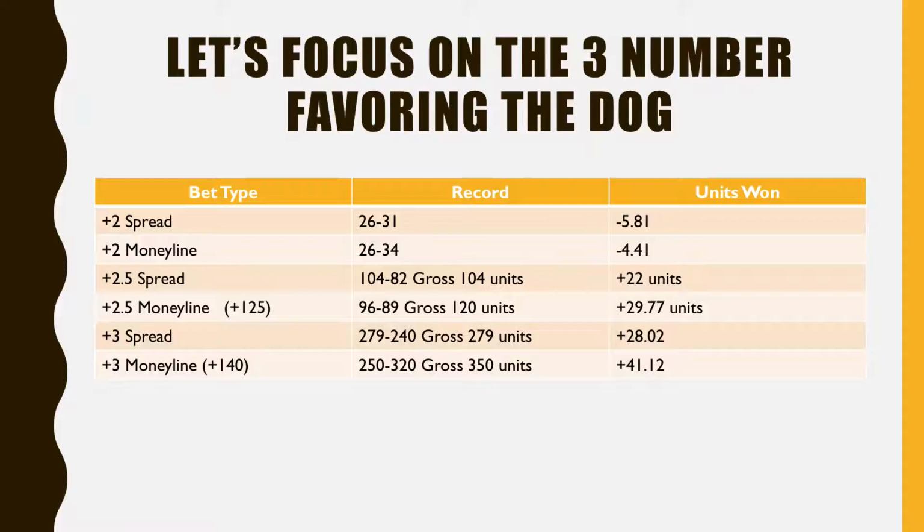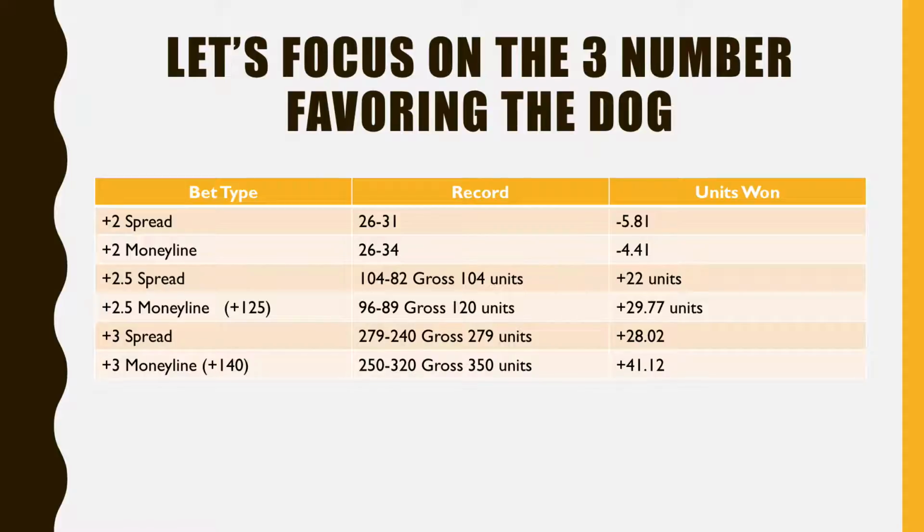All right, let's focus on the 3 number favoring the dog. These are situations where we've handicapped the game and we think the dog has a better chance of winning, and we're going to look at what the record would be in wagering the 3 number, or the number that hovers around a 3. Because a lot of times the line will open at a 3 and then move to a 2, or open at a 3.5 and move to a 3, or open at a 2 and go to a 2.5. So, situations, again from like 2003 to 2016, when there was a +2 on the spread line.